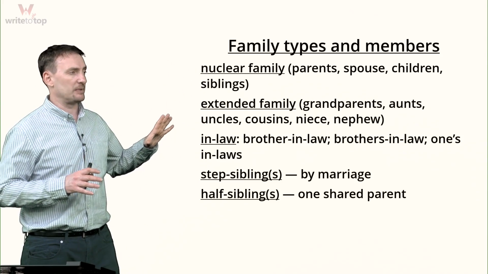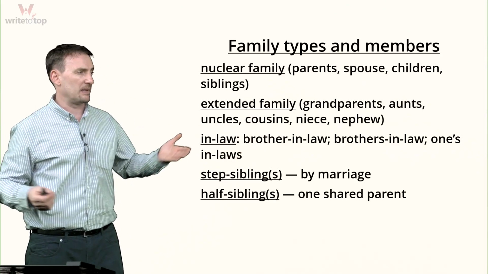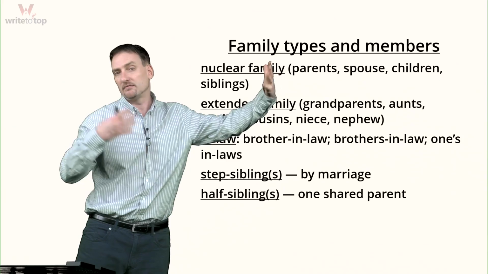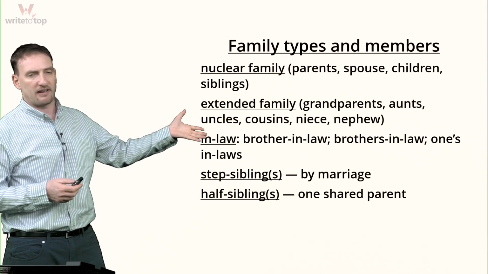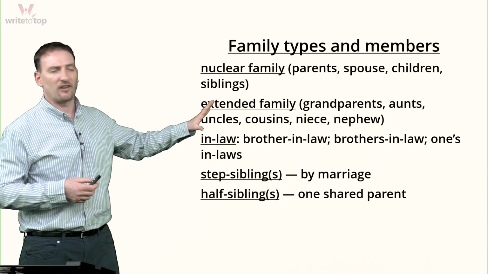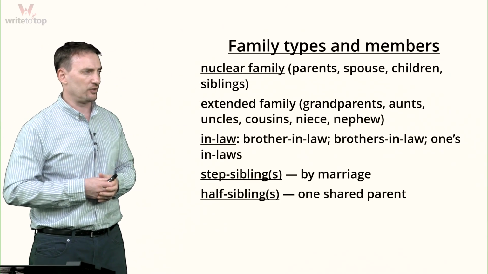That's your immediate family. Then beyond that, outside of your house, you have other family members. This is called your extended family because you extend outside of the nuclear. That's grandparents, aunts, uncles, niece, nephew, cousins, etc. Again, all of these words by now should be pretty basic and standard to you.